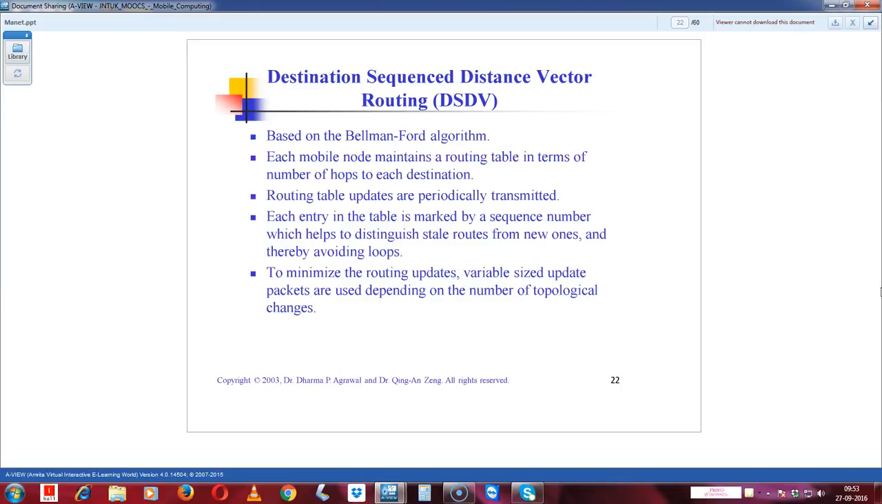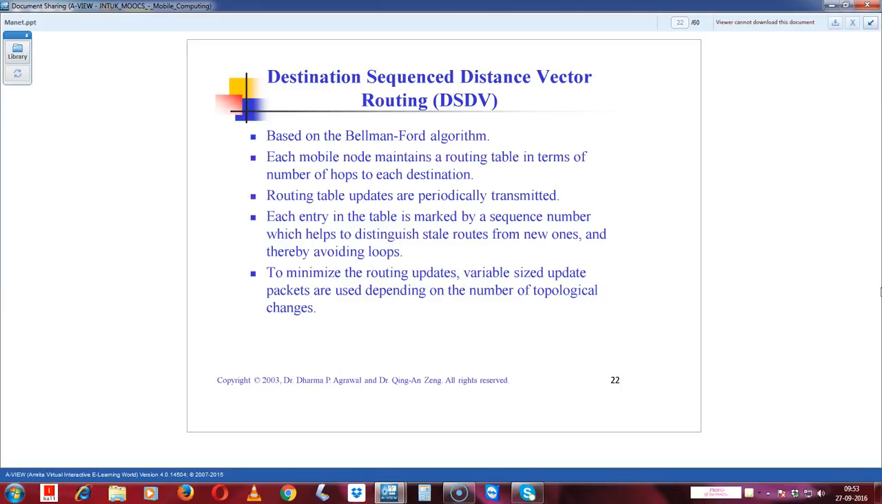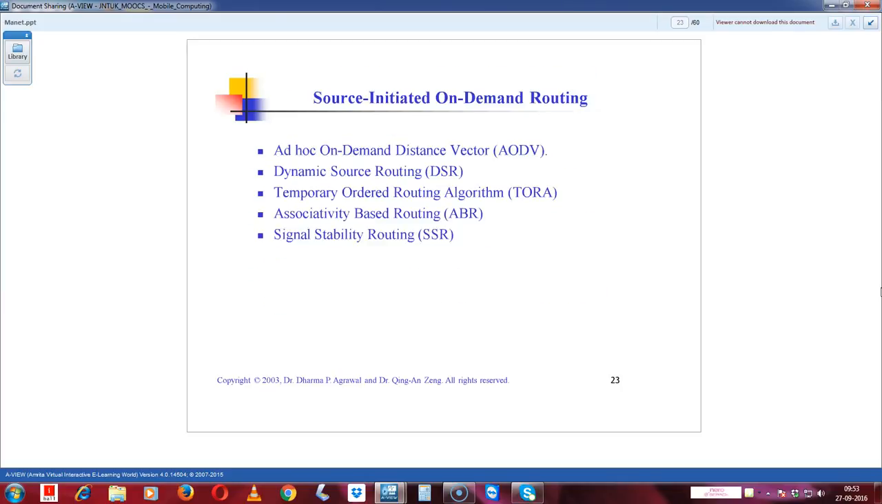So this is basically your Destination Sequenced Distance Vector. We'll see this algorithm in depth. This is an example of table driven routing, okay. Your proactive routing.